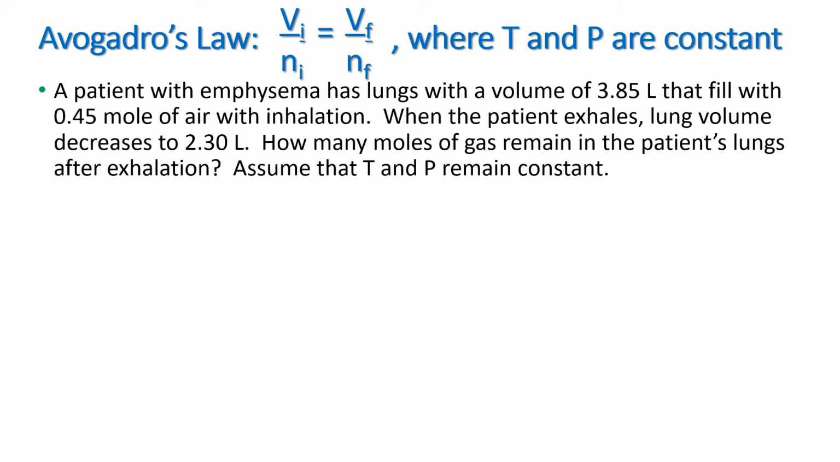So let's take a moment and see what we're given. First, we're given a volume of 3.85 liters when the patient has fully inhaled, and we're also given the moles of air in the lungs at that point, which is 0.45 mole. Now, when the patient exhales, the lung volume has changed to 2.30 liters, and we're being asked to find out the moles of air in the lungs at this point, at the end of exhalation.